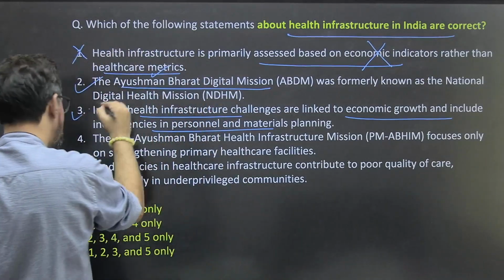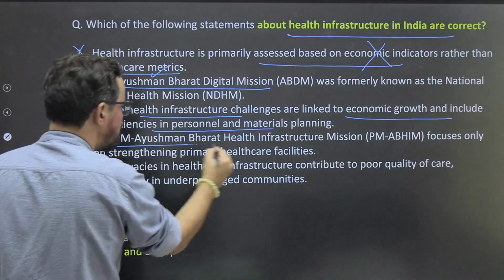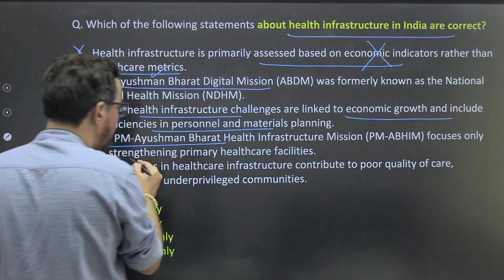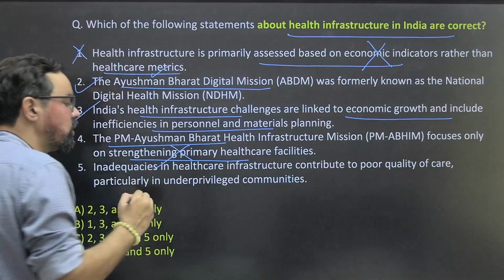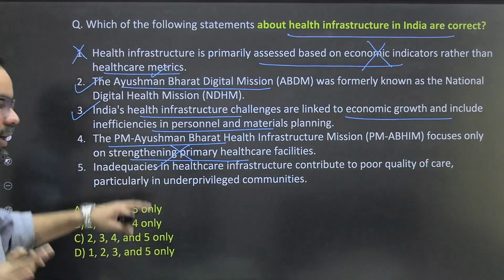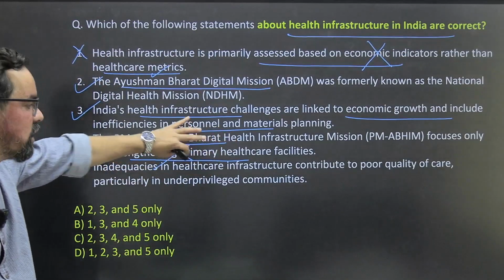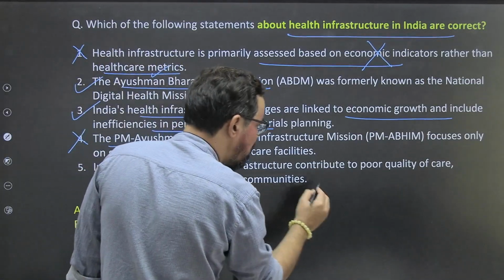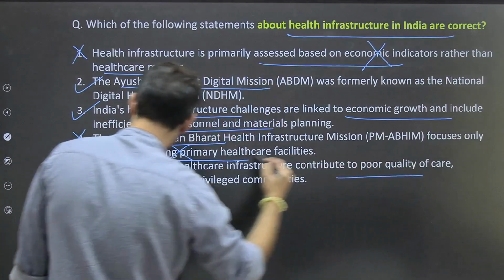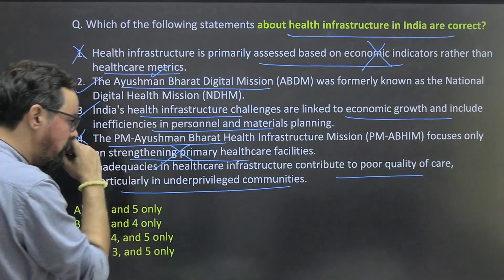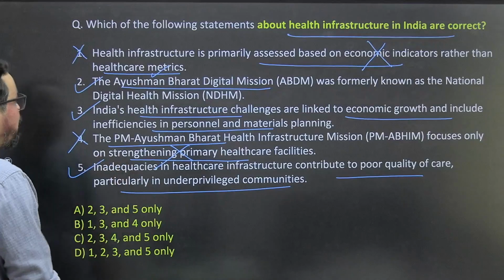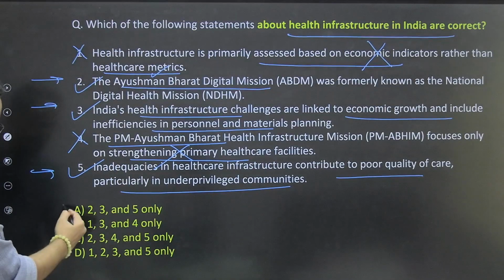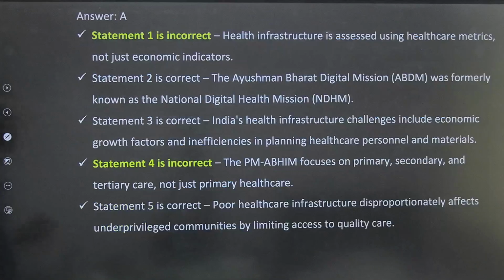Okay? Absolutely right. The PM Ayushman Bharat Health Infrastructure Mission focuses only on strengthening primary healthcare. No, it is not only about the primary, it is secondary and tertiary. All kinds of healthcare infrastructure generally come under this. So this is also wrong. Inadequate healthcare infrastructure contributes to poor quality of care, particularly in underprivileged communities. 100% true. Okay. So the true statements are 2, 3 and 5. That means option A will be the right answer for this particular one.